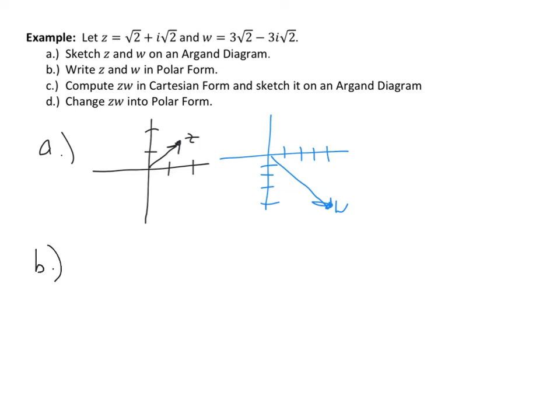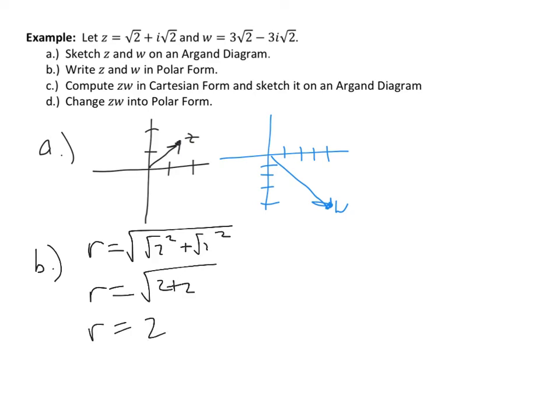So for this one, I'm going to need to do the modulus, the square root of root 2 squared plus root 2 squared. That's 2 plus 2, which is the square root of 4. So this is 2. So the modulus of this is 2.